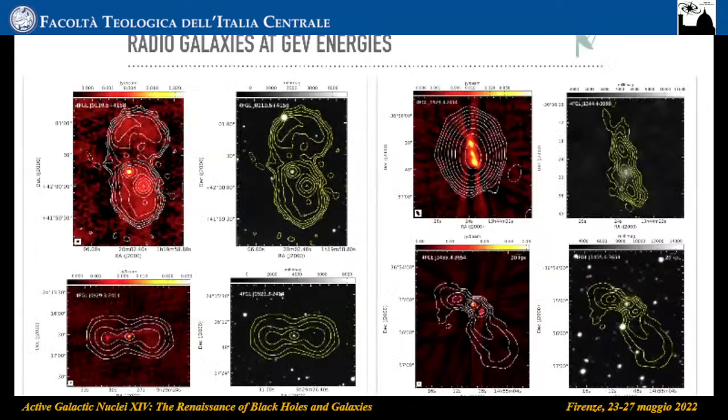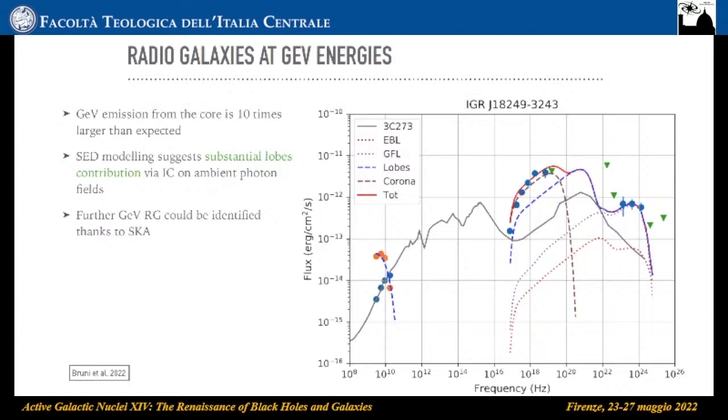And in particular, in our latest work, we could get the SED and discover that the gamma-ray emission in the GeV band is almost 10 times lower than what you expect from the core. So we modeled this with recent models from Persic et al. And the fitting indicates a possible contribution from the lobes through inverse Compton on the ambient photon fields. So the lobes of this radio galaxy can have an interesting contribution in the GeV domain.